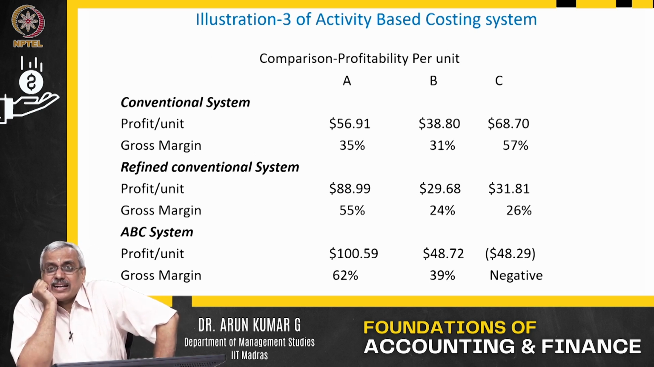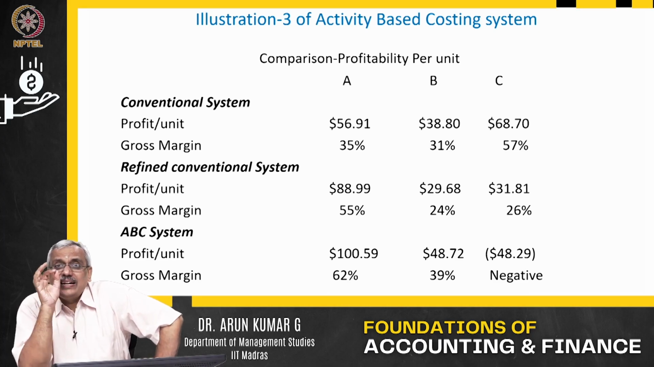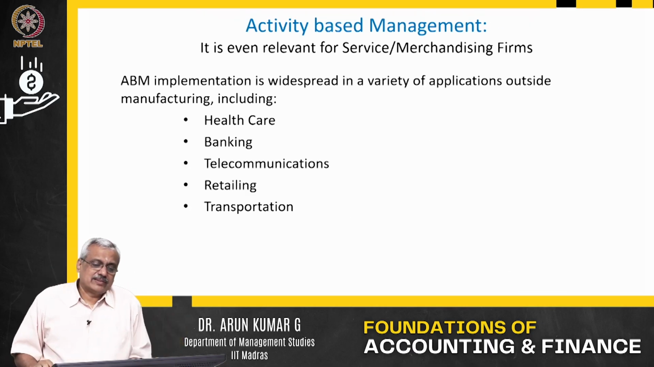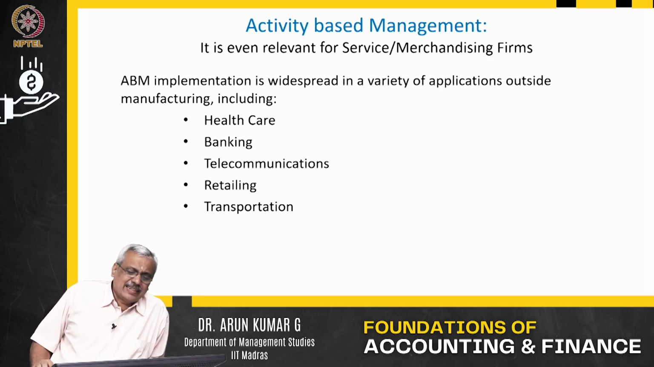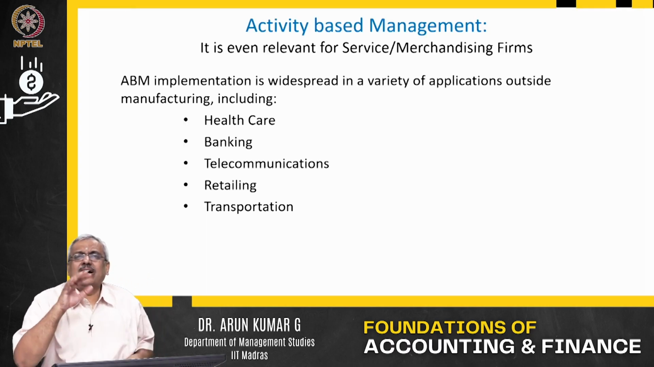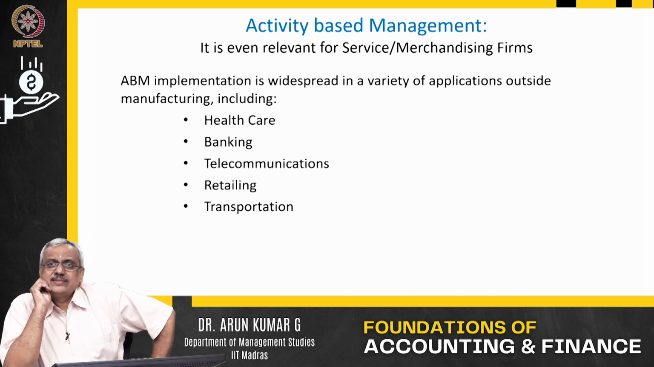So, with appropriate allocation of cost, only then will you know what is the cost of each of these products. So, identify cost based on the activity and the activity driver. That is all we talk about in activity based costing. Activity based costing can be used in these kinds of industries: healthcare, telecommunications, retailing, transportation, and many more. That brings us to the end of activity based costing.